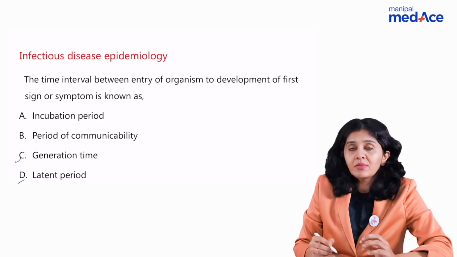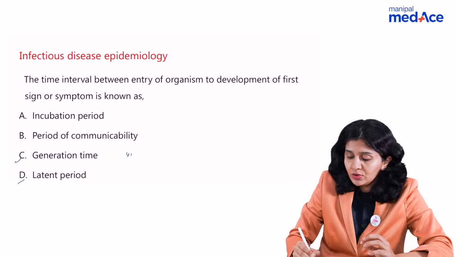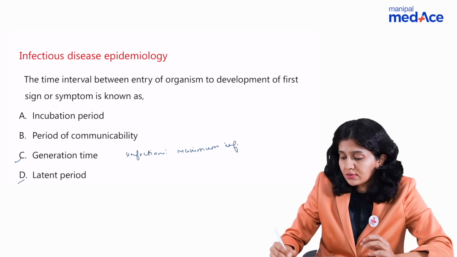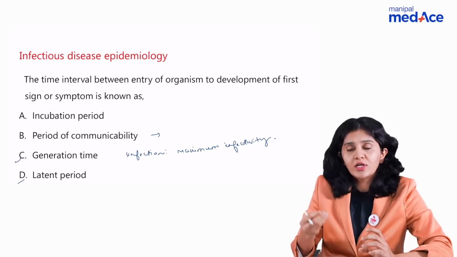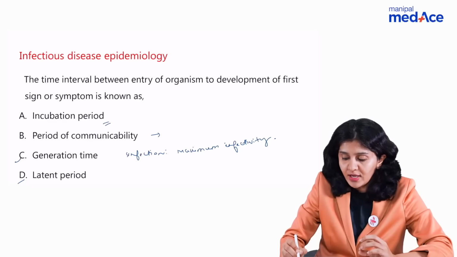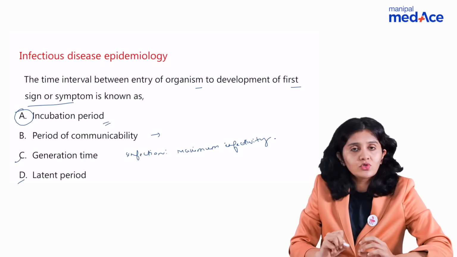So what is generation time? Receipt of infection to maximal infectivity. Okay, that is entry of infection to maximum infectivity in the body. So what is period of communicability? The period during which the disease is communicable to others, contagious to others. So what is incubation period? It is the time interval between the entry of organism to development of first sign or symptom, right? So the correct answer is incubation period. So simple question, right?